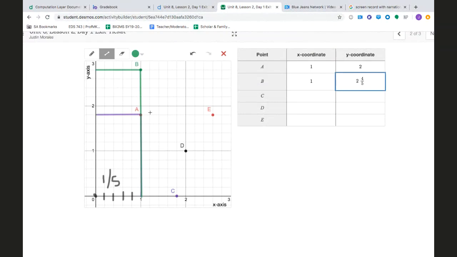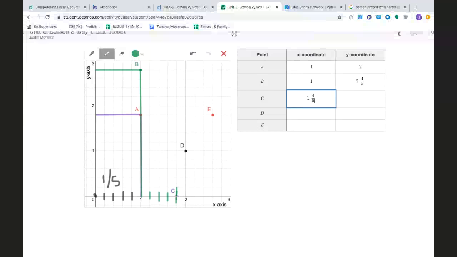Now let's figure out C. Well, C, it's already on the x-axis, so we don't need to draw a line. We just need to figure out what point is this right here. So this is 1/5, 2/5, 3/5, 4/5. So this is going to be 1 and 4/5. Now to figure out what the y coordinate is, let's draw a line all the way to the y-axis, and we see that it gives us 0.